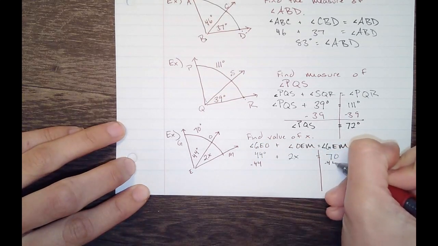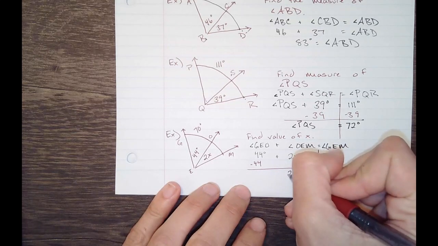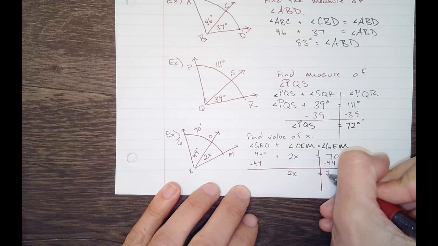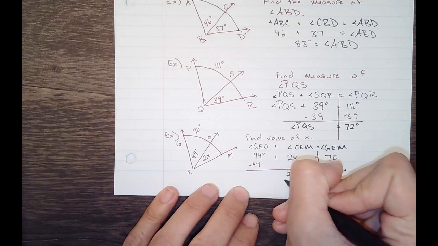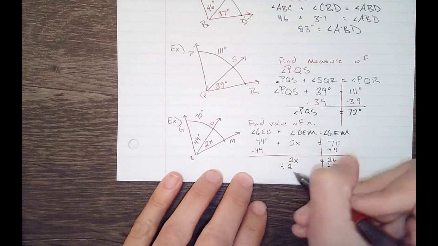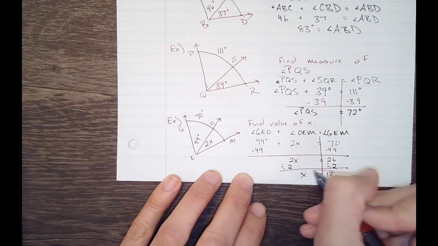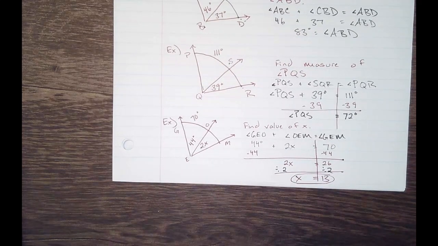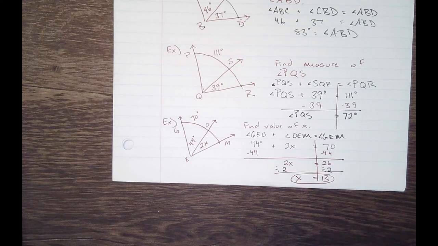So we have 2x equals 26. 2 times x, so to get rid of the 2, I want to divide, and I get x equals 13. So what's going to start happening this week and moving into next week is you're going to have to take your knowledge of solving 1- and 2-step equations like we did earlier in the year, and you're going to have to start applying that into this knowledge of angles that you started building last week.